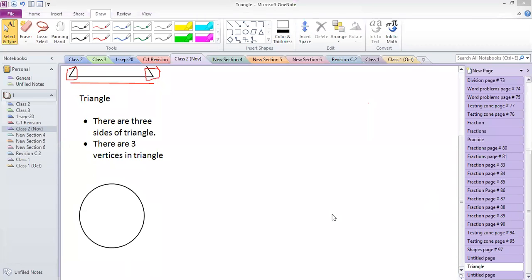Don't write this in your notebook yet. I will tell you when you have to write in your notebook, okay?